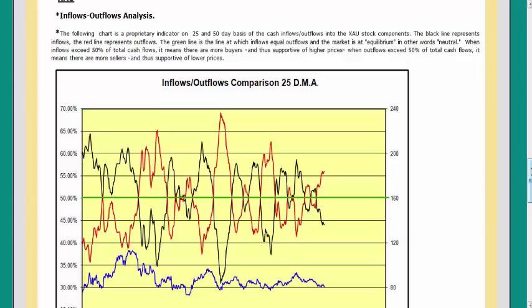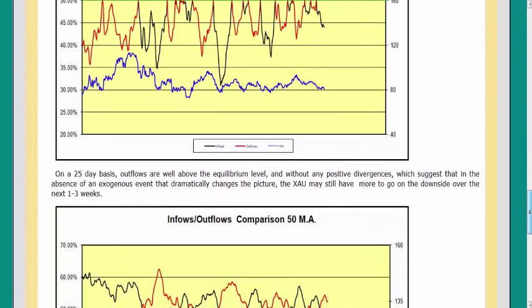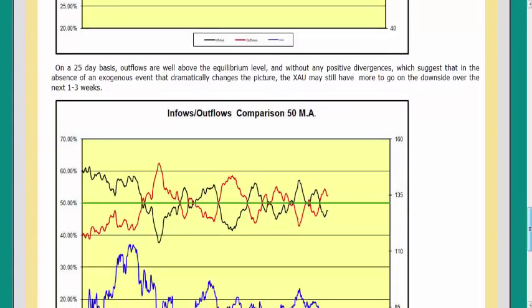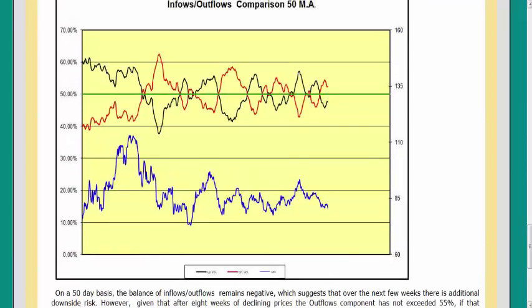We saw these indicators spike up, I think in June or July, on the chart. It seems like the same thing repeating again. Exactly. And the price is not at those levels, but very near them. And if you look at the same indicator on a longer-term basis, the 50-day moving average, you will see that there isn't much distance between the outflows, inflows, and the 50% equilibrium.